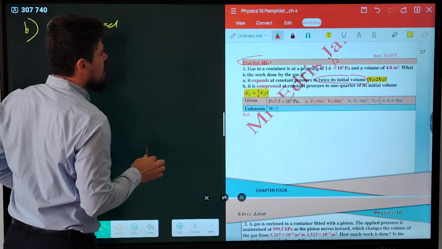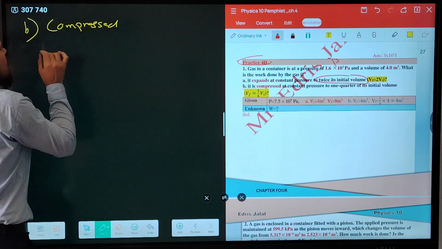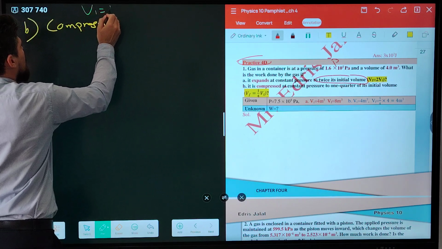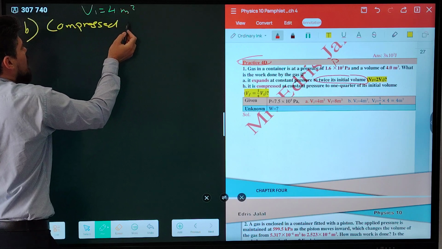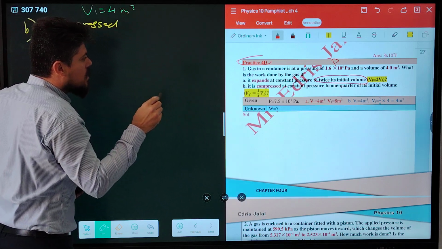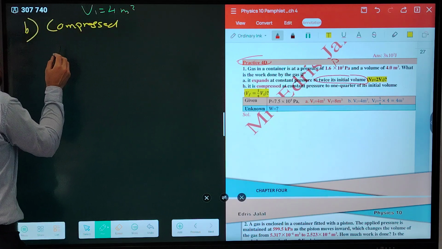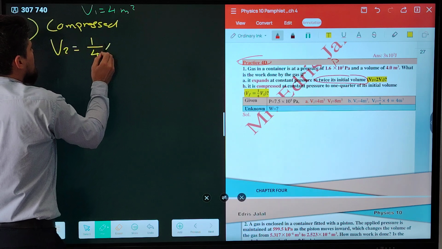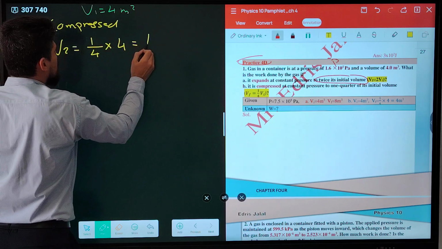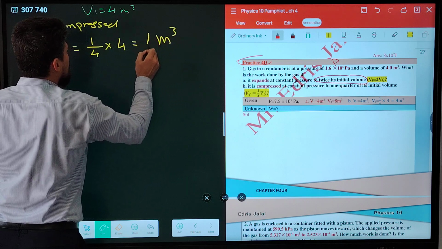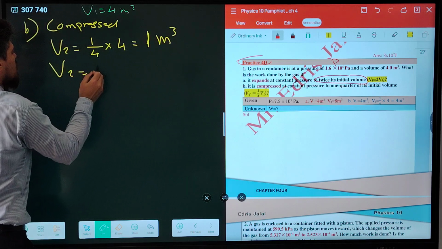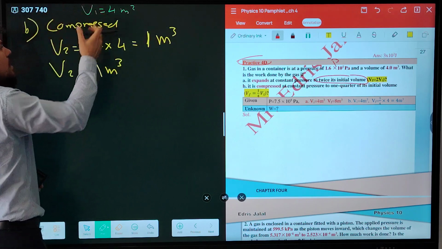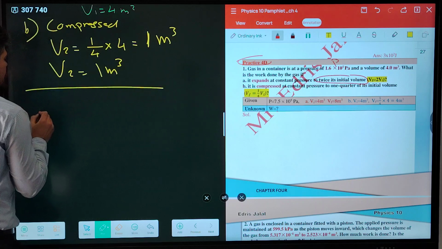Branch B, when it's compressed, in the case of compressed to what? To 1/4 of its initial volume. When V1 is equal to 4 meter cube, 1/4 of its initial volume means that V2 is equal to 1/4 times initial volume, which is equal to 1 meter cube. So V2 is equal to 1 meter cube, because 1/4 of 4 is equal to 1.